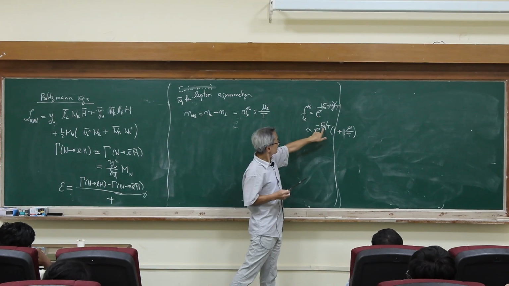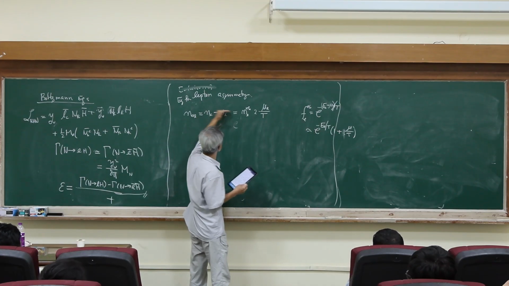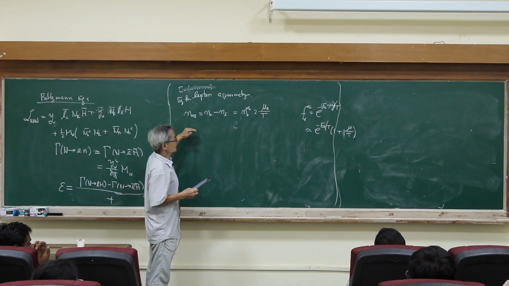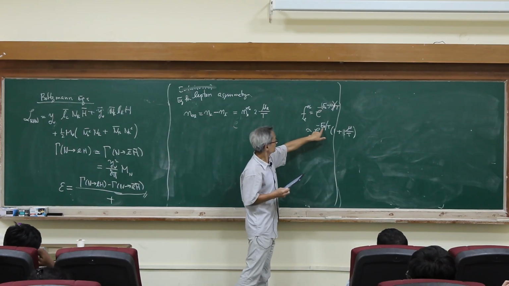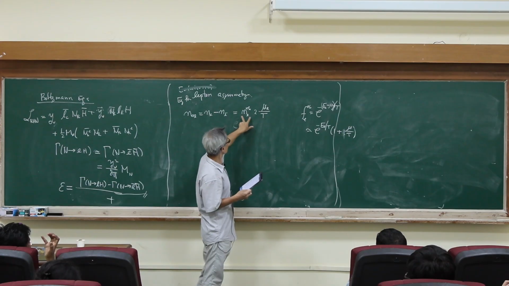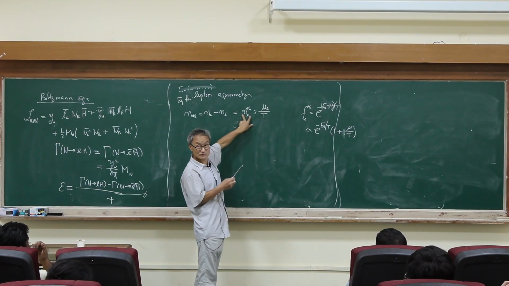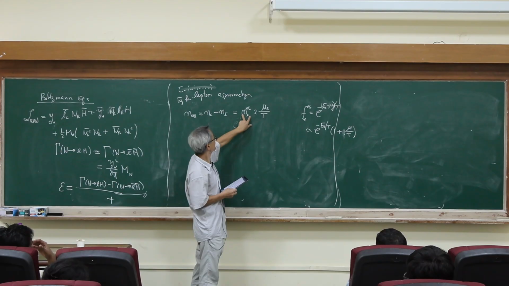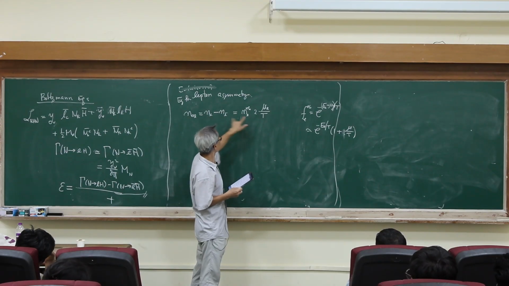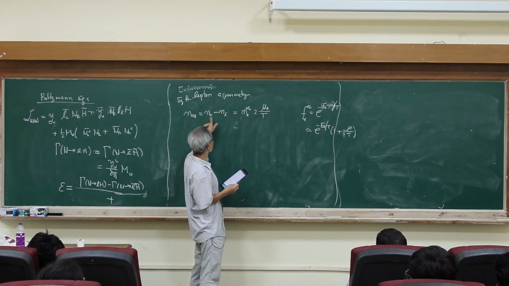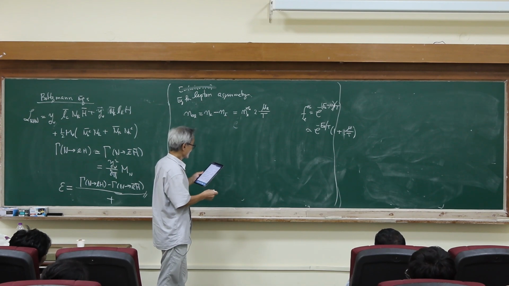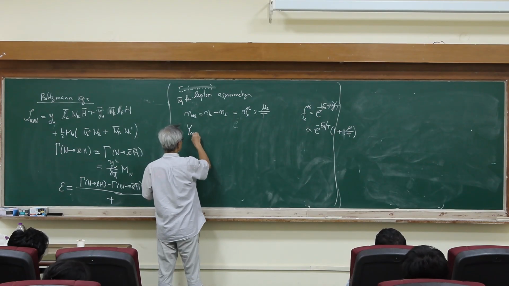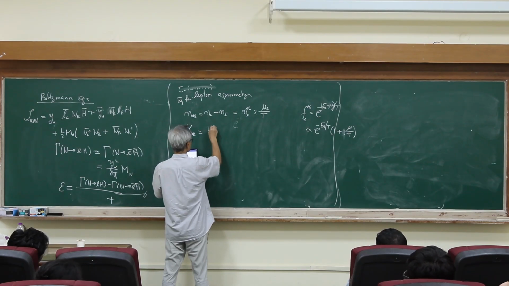Then you do the integration. The first part will give us the usual equilibrium number density which we calculated, z squared K2. And then the difference: the factor 2 comes from the difference. This has a mu over T, and this has a minus mu over T. So this factor 2 is here. And then it is normalized by the entropy density.